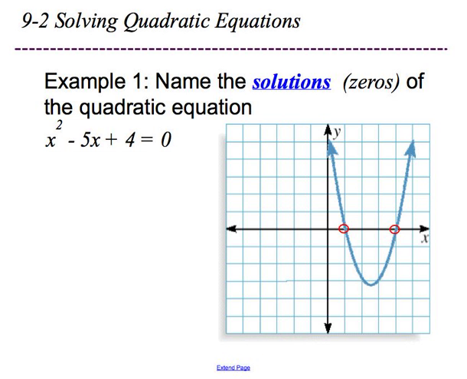So this problem is an example of solving a quadratic equation by graphing. It says, name the solutions or zeros of the quadratic equation x squared minus 5x plus 4 equals 0. So we're saying, what values of x, what would x have to equal to make this true?